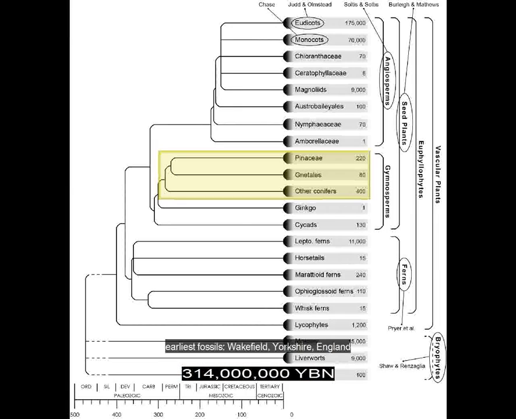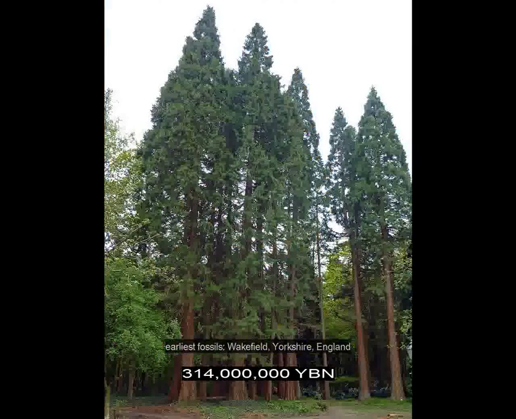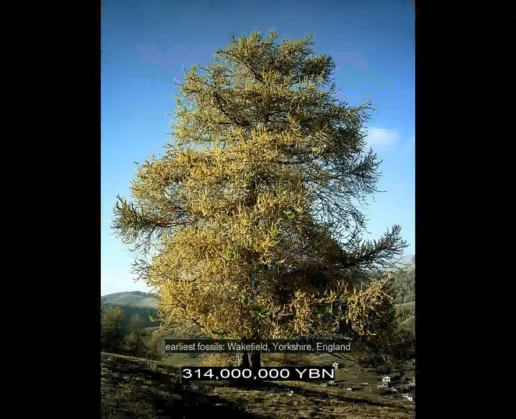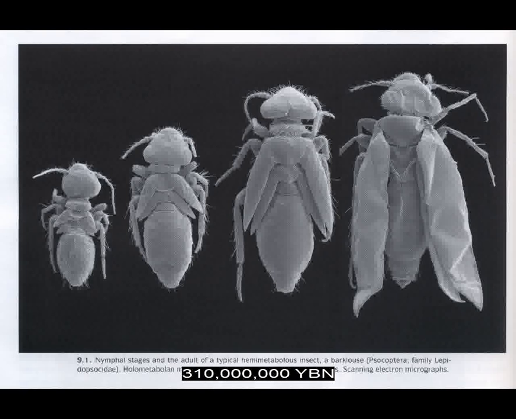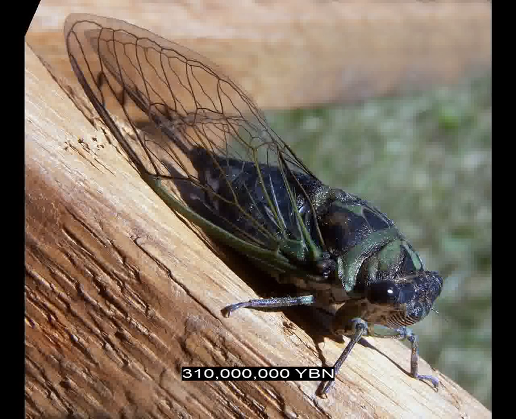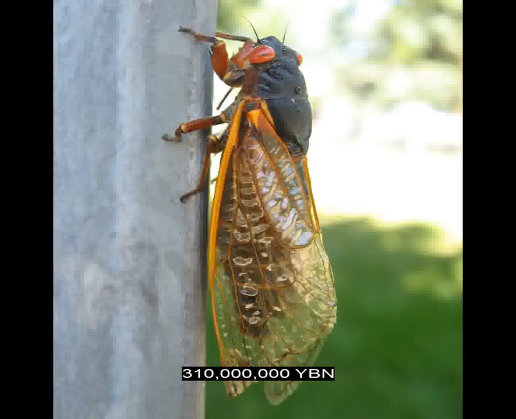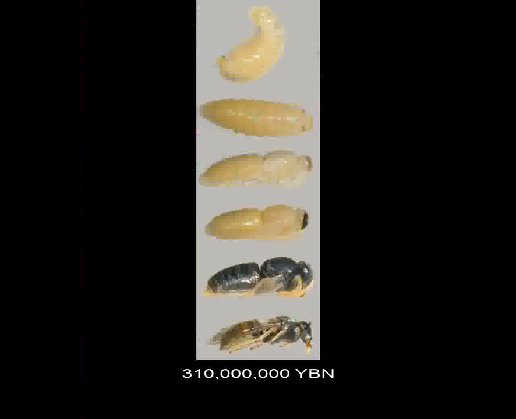The gymnosperms Pinophyta evolve. The ancestor of the conifers includes pine, fir, spruce, redwood, cedar, juniper, hemlock, larch, yew, and cypress. The Neoptera Paraneoptera evolve. The ancestor of bark lice, true lice, thrips, and the Hemiptera. The Hemiptera have mouthparts adapted for piercing and sucking and include cicadas, aphids, and true bugs such as bedbugs and stink bugs.